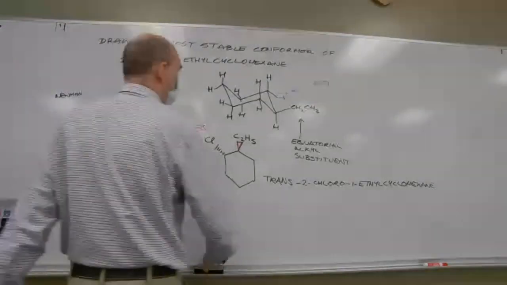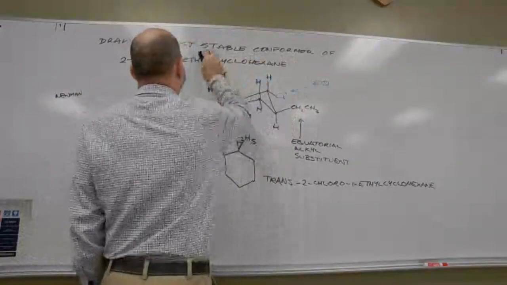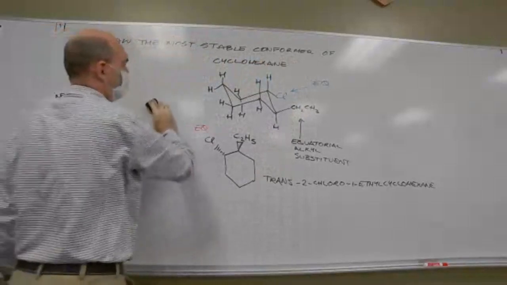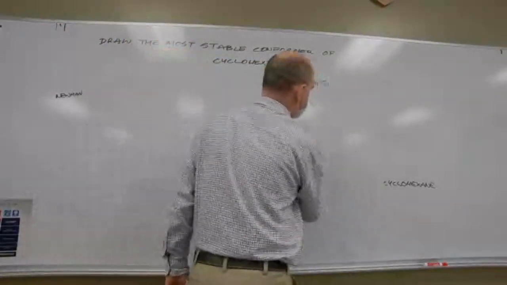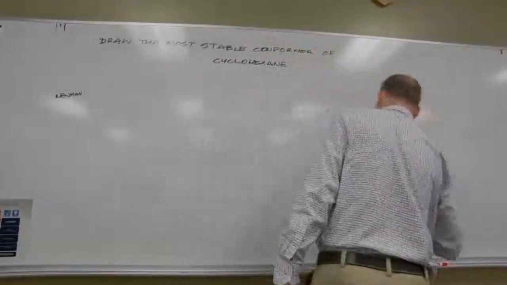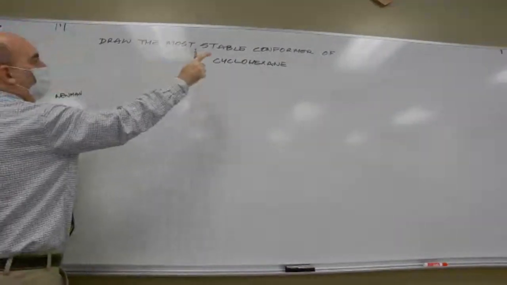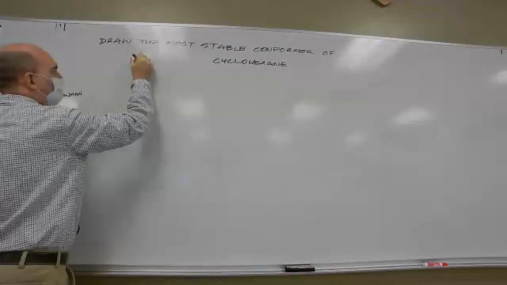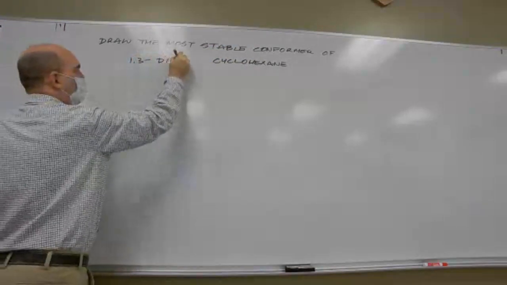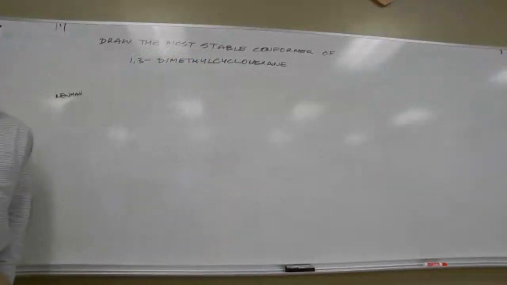Okay. Do it again. Show me the most stable conformer of 1,3-dimethyl cyclohexane.